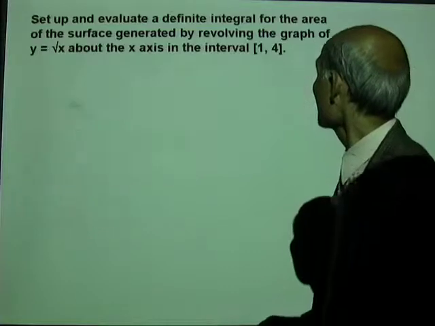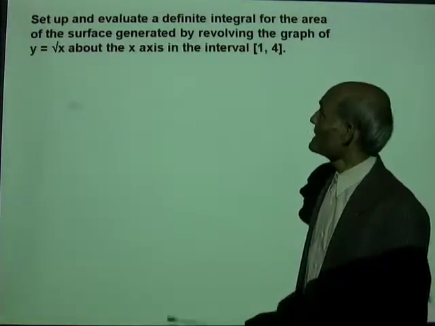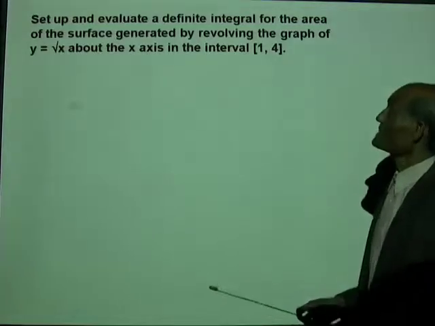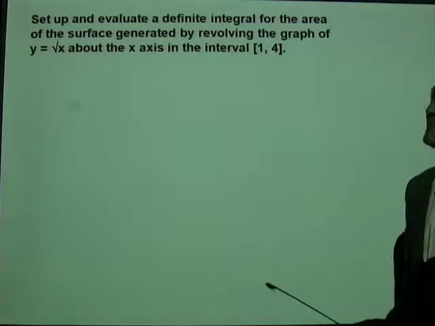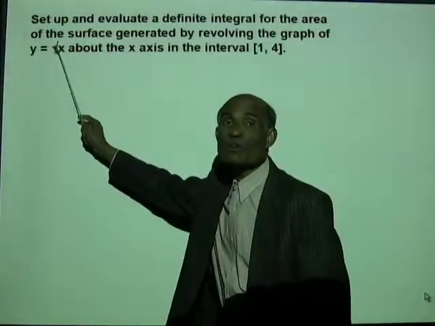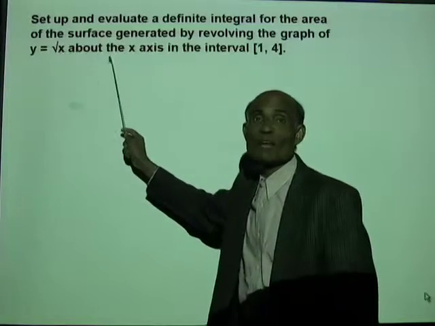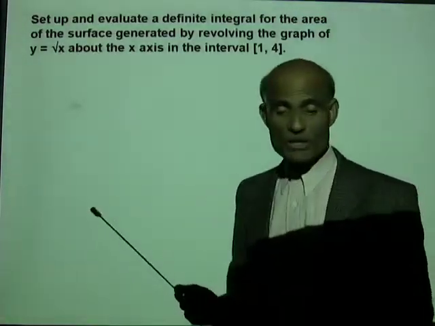Let's do a problem using this. Set up and evaluate a definite integral for the area of the surface generated by revolving the graph of y equal to square root of x about the x-axis on the interval 1 to 4.